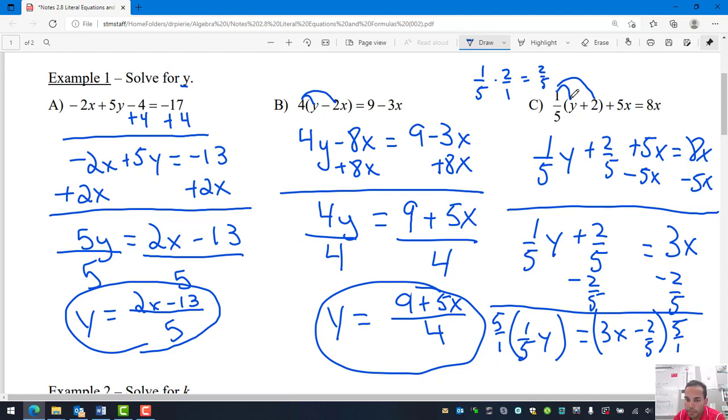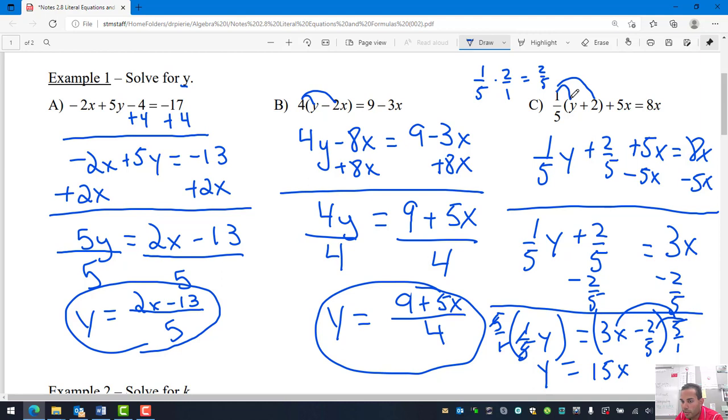Okay, let's see what happens here. The 1/5 cancels with the 5 over 1, and basically what I'm left with on the left side is just plain old y. That's exactly what I want. But now I'm going to multiply my entire right side by 5 over 1, or another way of saying just 5. Okay, so what am I going to do here? I got to distribute this 5 to both 3x and the minus 2/5. Okay, 3x times 5 is going to be equal to 15x.